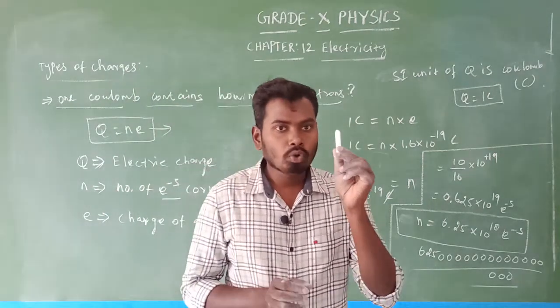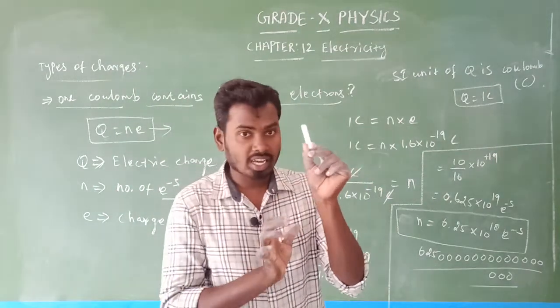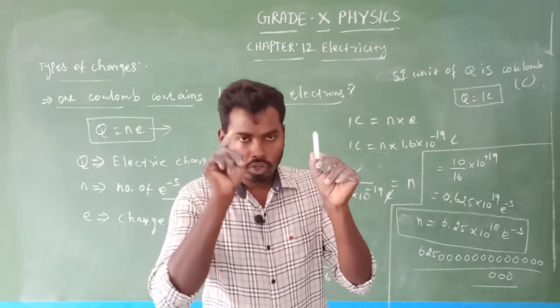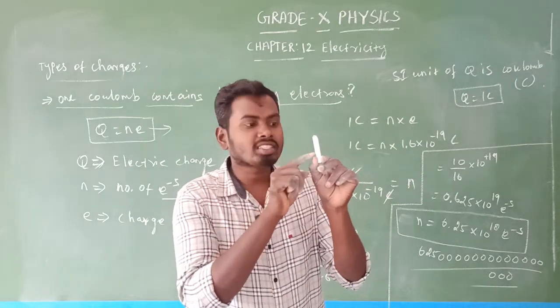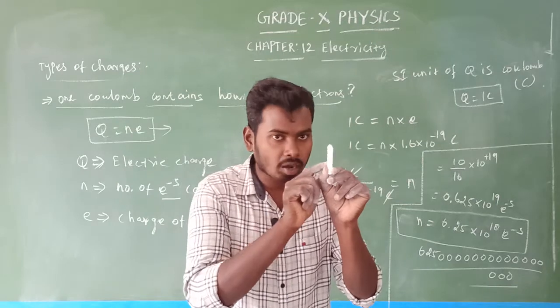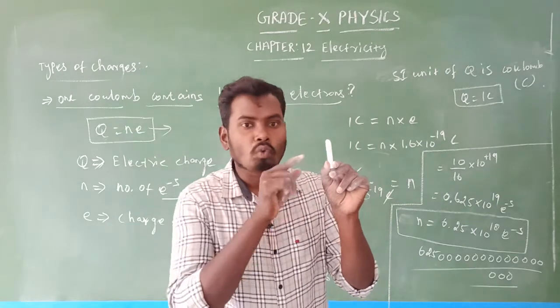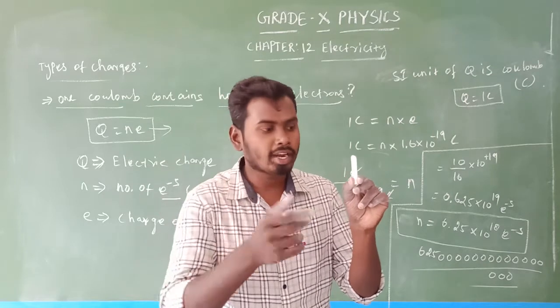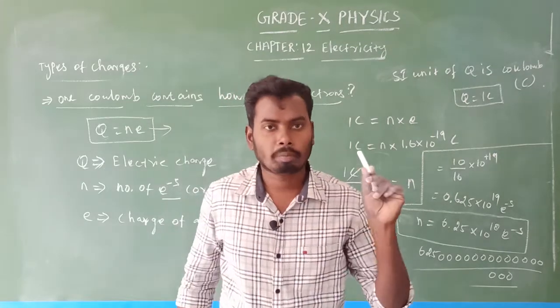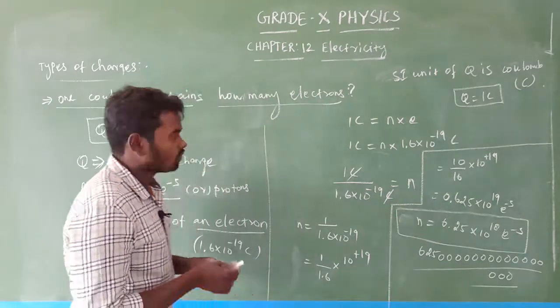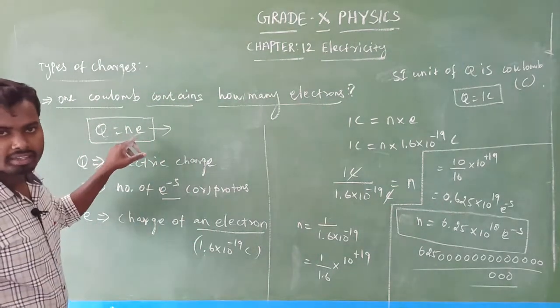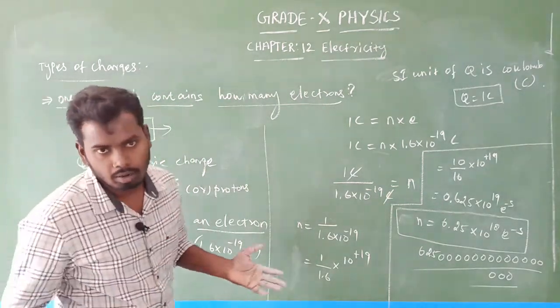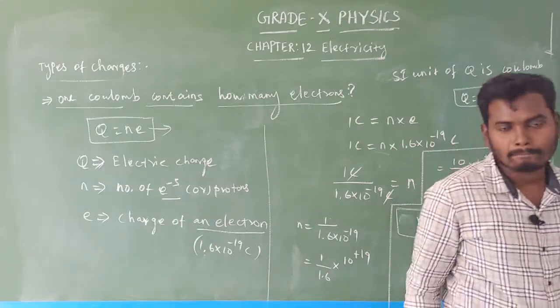Suppose this chalk piece is an object. If you know how many electrons are present in this chalk piece, you can find out the charge of this chalk piece. With the help of this formula, Q equals N e. Is it clear? That's all. Is there any doubt?